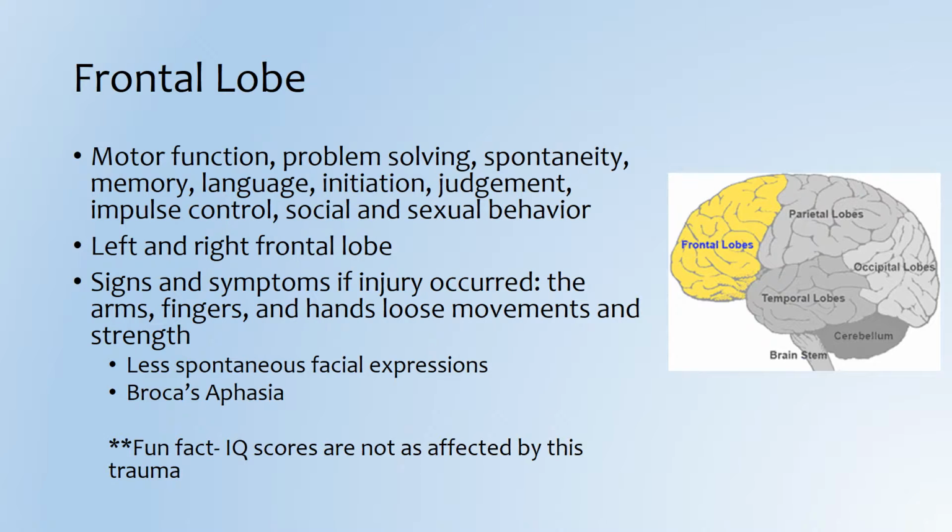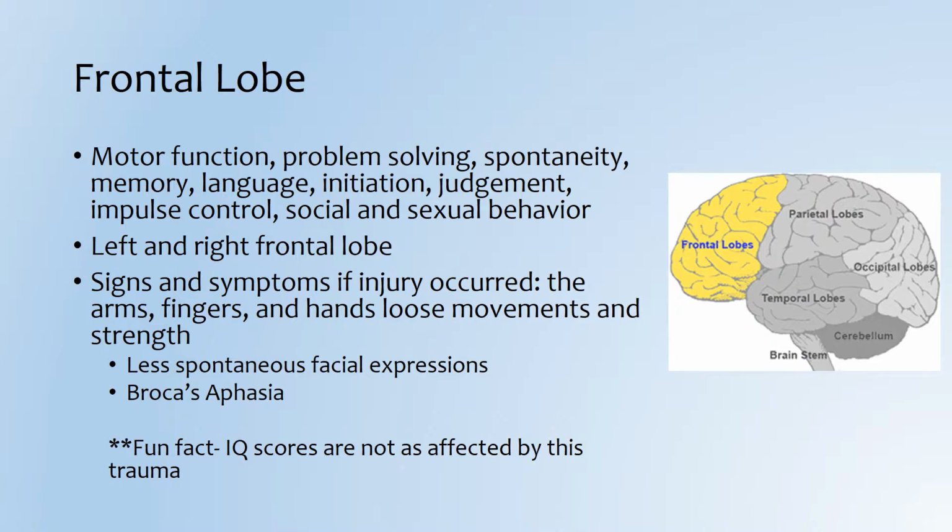The frontal lobe is in charge of motor function, problem solving, spontaneity, memory, language, initiation, judgment, impulse control, and social and sexual behavior. The frontal lobe is in the front of the brain, as you can see by its name. Since it is in the front, it is the most susceptible to injury. Left and right frontal lobes have different controls. The left controls language related to movements, whereas the right is more involved in nonverbal movements. Some researchers argue against this, though.